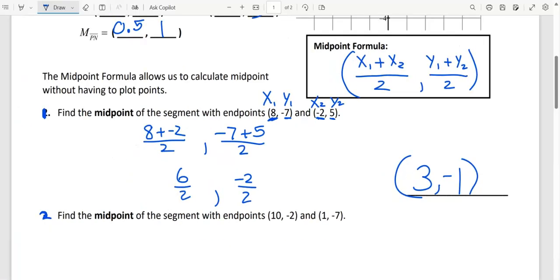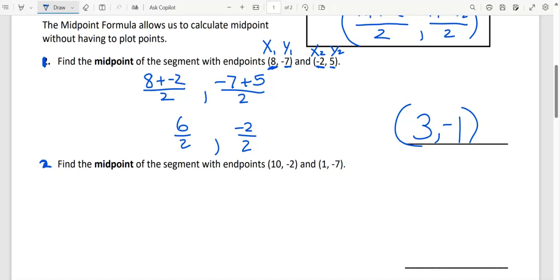Correct? I want you to try the next one. I'm going to give you 1 minute. Okay? Do it the exact same way. Add up your x's and divide by 2. Add up your y's and divide by 2. Here comes 1 minute starting now. Go. See if you can beat the clock.